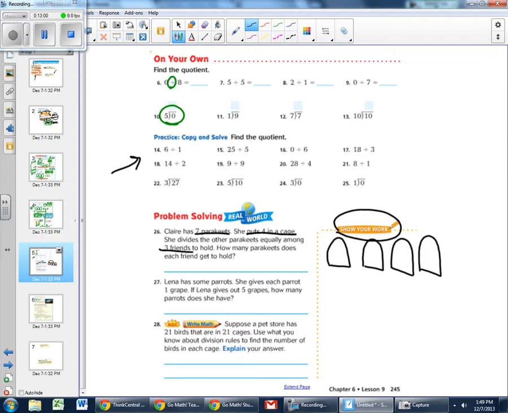And she has 7 of them. 1, 2, 3, 4, 5, 6, 7. That's not going to give me equally, so I need to get rid of those little ones that I just did. They are not equal.